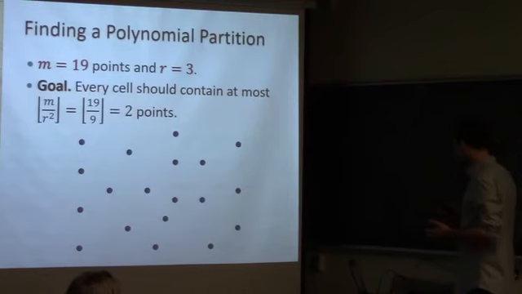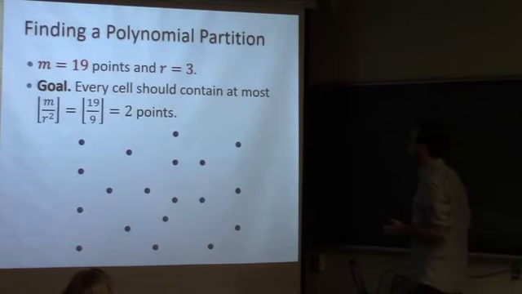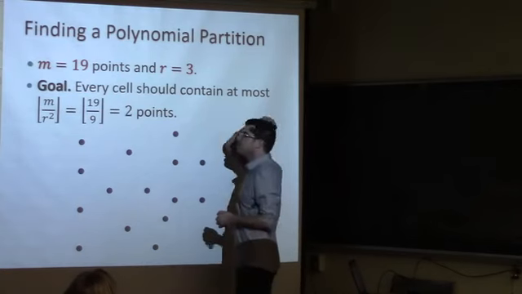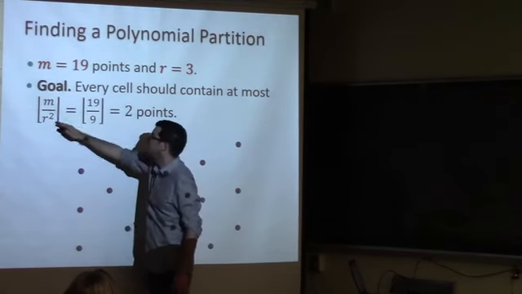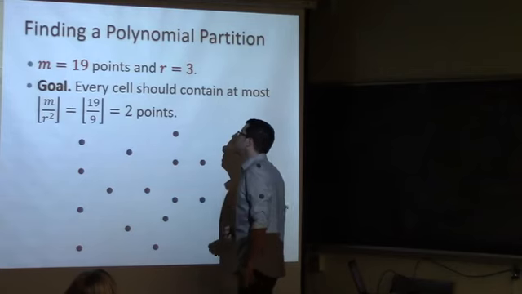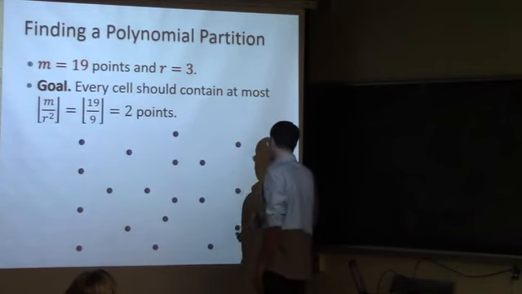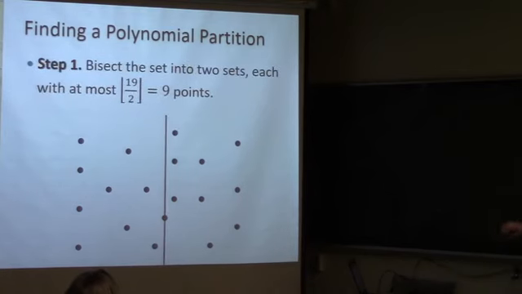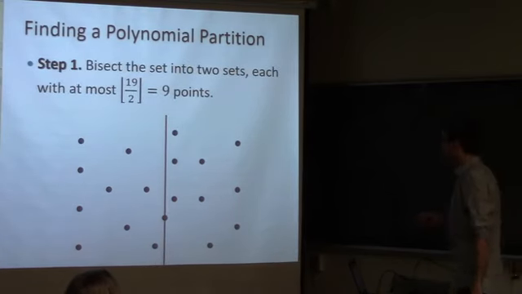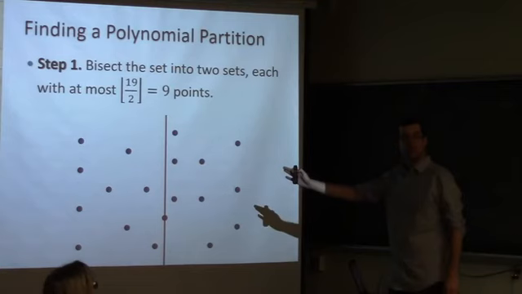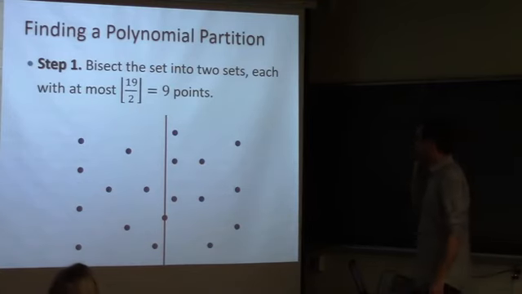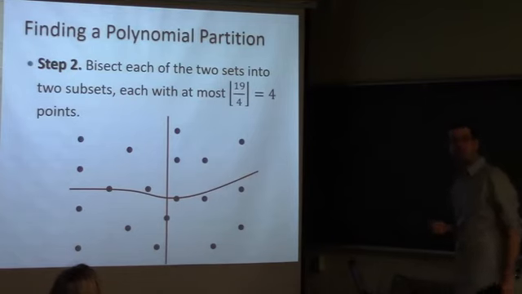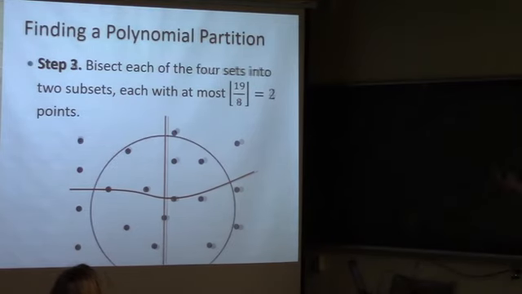Let's say we have this case of 19 points, and let's say R is 3. So I need every cell to contain at most m over R squared points, which in this case is 2. So every cell should contain at most 2 points. So first thing, I just want to bisect my point set. So maybe I bisected it like this. Okay. Now I have 2 point sets. I want to simultaneously bisect both point sets, maybe like this. Now I have 4 point sets. I want to simultaneously bisect all 4. So maybe like this.